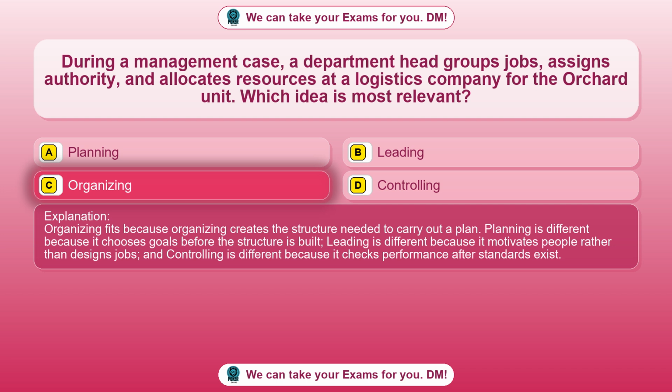Organizing fits because organizing creates the structure needed to carry out a plan. Planning is different because it chooses goals before the structure is built. Leading is different because it motivates people rather than designs jobs. And controlling is different because it checks performance after standards exist.